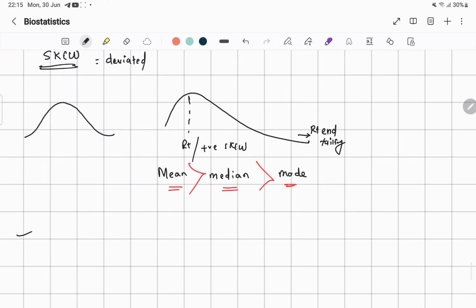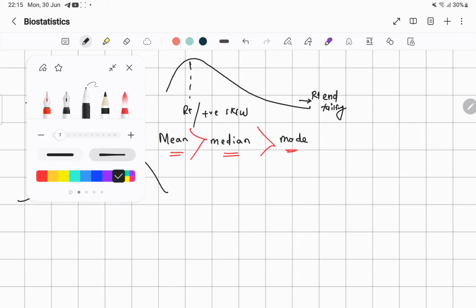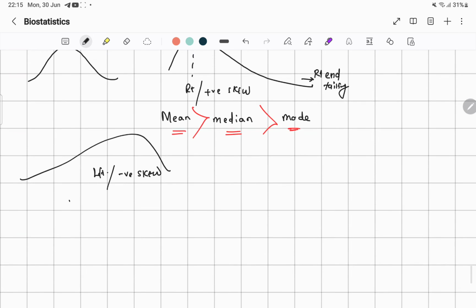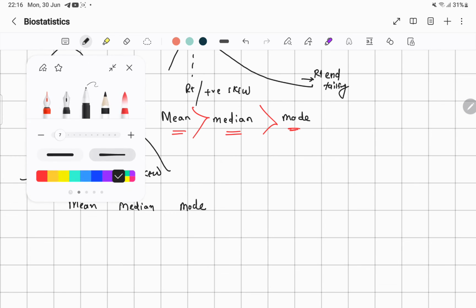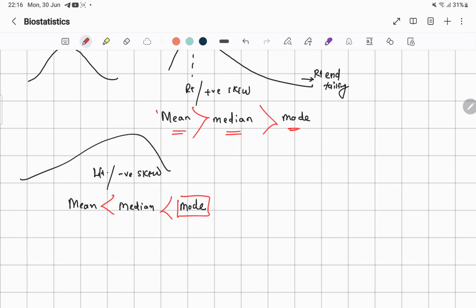If the tailing is at the left side, it is called left skewed or negative skew. Here you write mean, median, mode. All of this will look at the left side. So which is the largest measure here? Mode. Which is the maximum measure in right skewed? Your mean. Okay. Done.